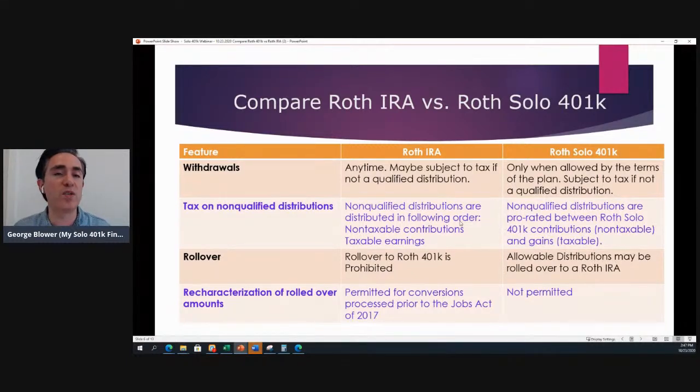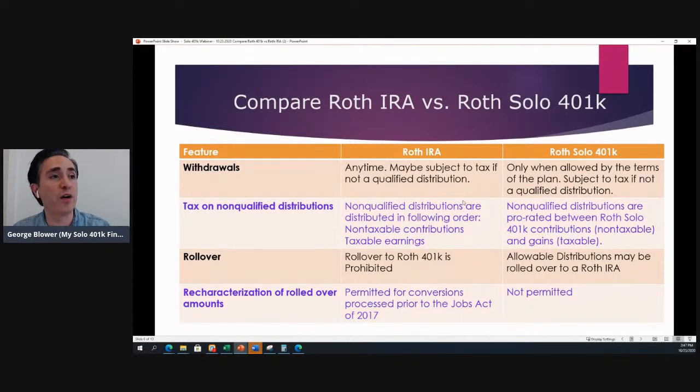So for example, let's say that you have $10,000 in your Roth Solo 401k account. $6,000 are contributions, $4,000 are gains. So it's a 60-40 split. And then let's say you take out $1,000 and it's a non-qualified Roth distribution. So you would be paying taxes on 40% of that non-qualified distribution. So that would be the $400 you'd have to pay taxes on.